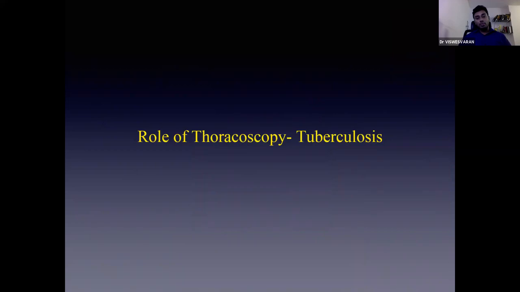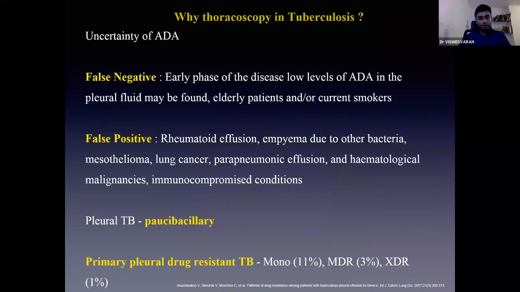Moving to the last but one part of my presentation, the role of thoracoscopy in tuberculosis. We always rely upon ADA and the lymphocytic ratio to be very high positive, but there are some problems associated with ADA. It may be false negative in the early phase of the disease, in the elderly, and even in current smokers. It can be false positive in rheumatoid effusion, empyema due to other bacteria, mesotheliomas, lung cancer, parapneumonic effusions, hematological malignancies, and immunocompromised conditions.